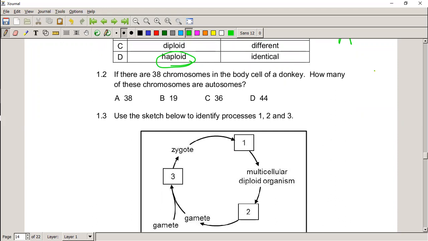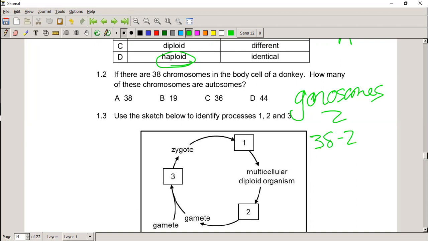Let's go on to 1.2. If there are 38 chromosomes, now this is a karyotype question. If there are 38 chromosomes in the body cell of a donkey, how many of these chromosomes are autosomes? Now I need to think to myself, okay, male, female. So I know a donkey is either a male or a female. In the case of some other organisms, we do find some having more than one sex, but we're not even going to go into those ones. In donkeys, there's either male or female. And so the gonosomes, there will be two, which means we need to take the total number of chromosomes and we need to minus two.